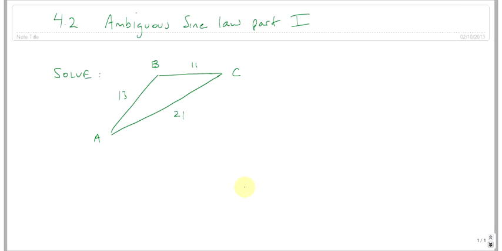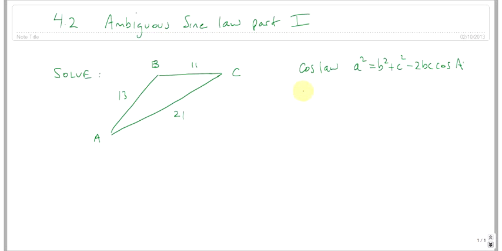Okay, so here we have the triangle. We've got to solve it. What do we know? We know cosine law, okay? In its two forms, a squared is b squared plus c squared minus 2bc cosine A. You need to make sure this angle, capital A, and little a are the same letter, okay? This is the angle opposite this little side a.